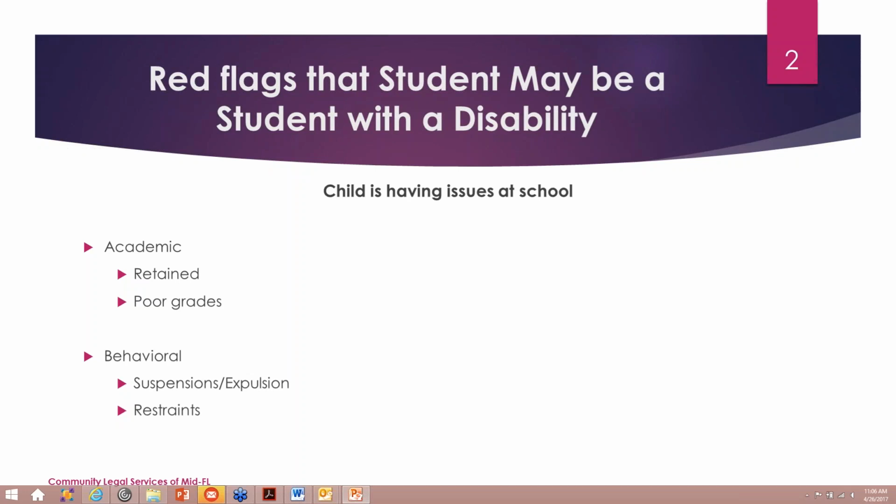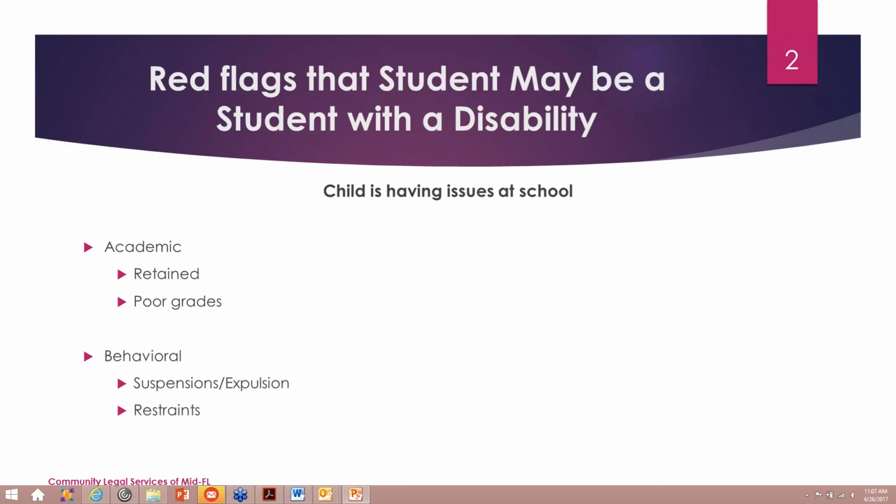There we go. So first, you look for red flags that a student may be a student with a disability. Obviously, your first clue is the child is having some issues at school. Those issues can be academic. When you look through the file, see, has this student been retained? A lot of times, I'll do file reviews, and I will see that a student was retained in kindergarten or in first grade. And then they will say that they were administratively promoted. What that means is the child didn't pass the grade. They just, for social reasons, basically, they moved the child into the next class. So if you see a student who was retained more than once or administratively promoted, that's a huge red flag that they're not keeping up.